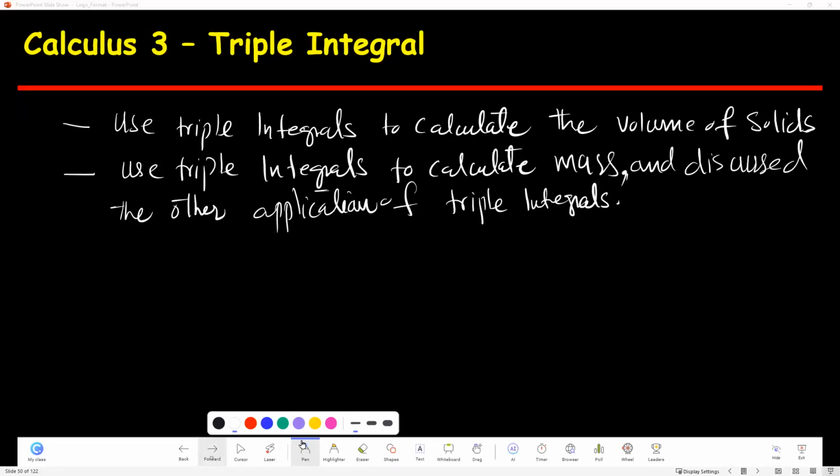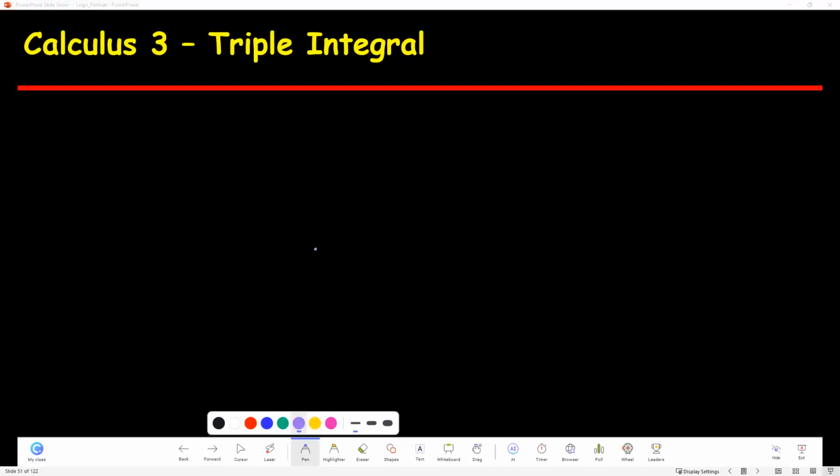So let's jump in and start triple integral. We learn about use of volume, so we're going to say the unit of a volume in a rectangular coordinate. We can write it like this.